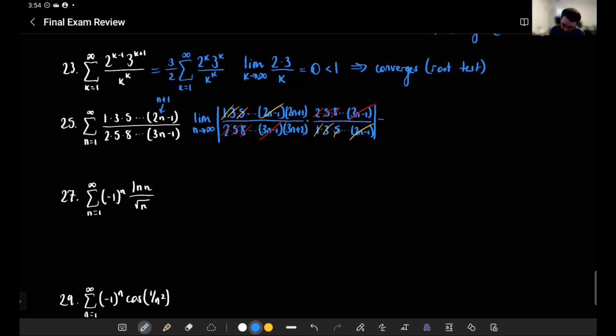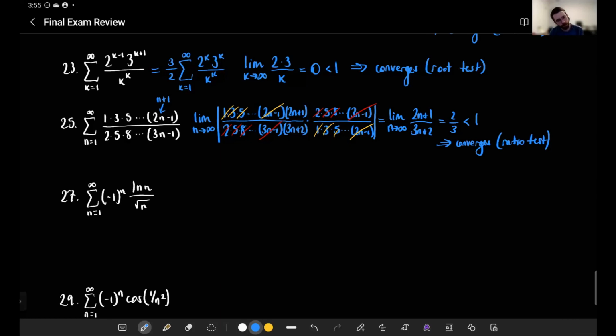So we're taking a limit of that, but that is something very nice. That gives you 2/3. Again, compare it to 1. 2/3 is less than 1. So let's write this down here. That implies converges by the ratio test. Okay, so it's an exceptionally weird looking series, but it can be handled with standard techniques.